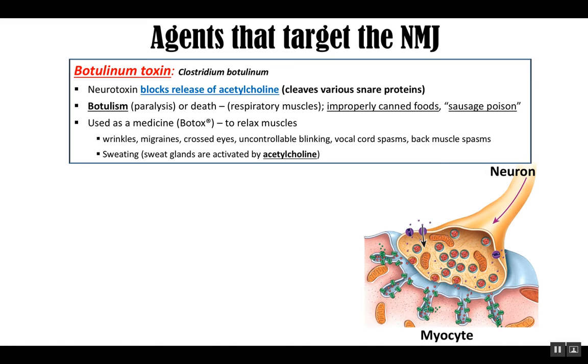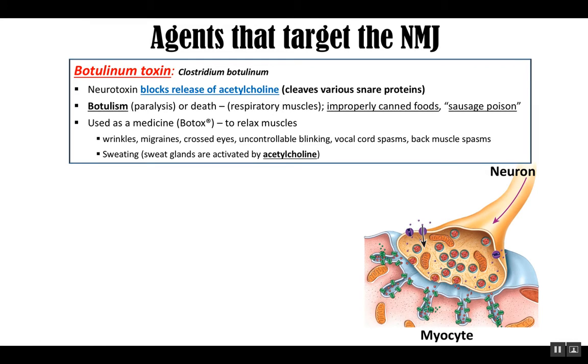One such example is a bacterium called Clostridium botulinum. This is an anaerobic bacterium, so it likes to live where there's very little to no oxygen. And this bacterium produces one of the most toxic substances identified on Earth. That substance is known as the botulinum toxin. There's actually a number of toxins produced by this bacterium. The botulinum toxin is considered a neurotoxin because it targets neurons.